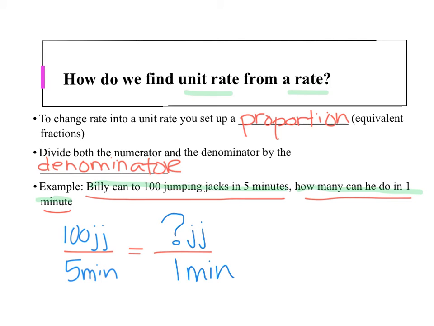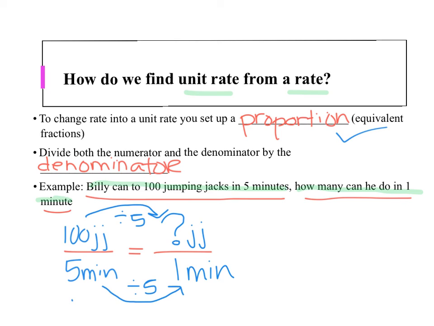Okay, so the next step, once we've set up our proportion, divide both the numerator and the denominator by the denominator. So our original denominator here, 5, if we're thinking, how do I go from 5 to 1? I'm going to divide by 5. So whatever I do on the bottom, I'm going to do on the top. I'm going to divide 100 by 5 to get my new number. Okay, so think back to yesterday when we were solving proportions. That's exactly how we did it.